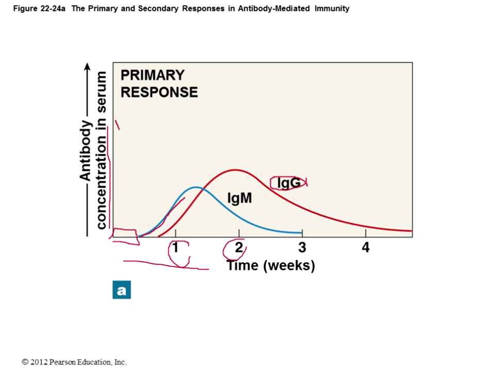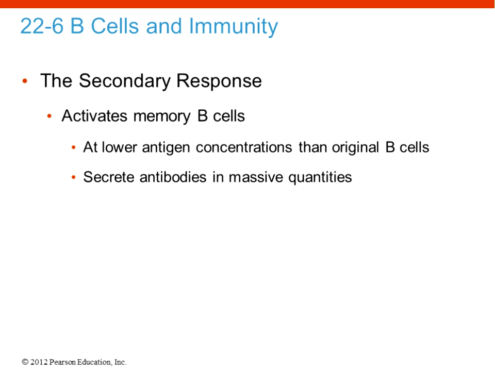IgG, which is your more effective, more robust amount of antibody, doesn't even really get to any significant level until around the first week. And then by the second week, that will peak, right? And you can see IgM will then start to go down. IgG levels will even out. So that's our primary response that we see in IgM and IgG.